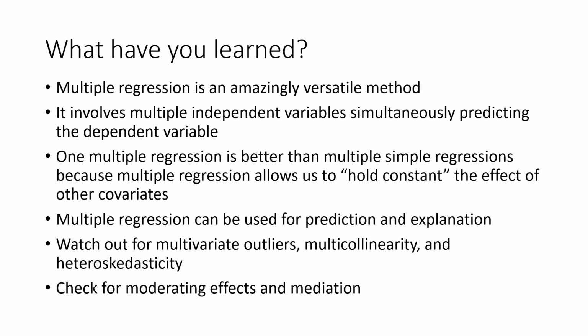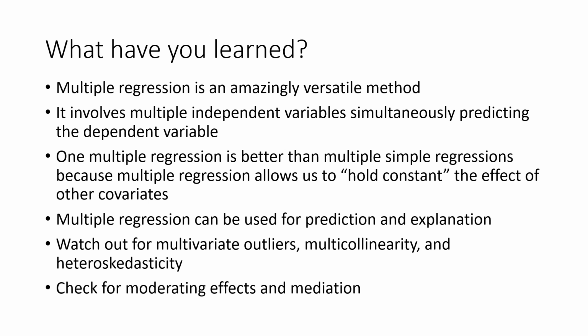One multiple regression model is better than multiple simple regressions. And the reason is that, as we've learned, multiple regression allows us to hold constant the effect of other covariates or other control variables in our model so that we can look at the pure effect of a particular x variable on our y variable. Similar to simple regression and Pearson's r, multiple regression can also be used for prediction and explanation, depending on whether you're using a B coefficient or a beta coefficient, the latter being standardized and the former being unstandardized.